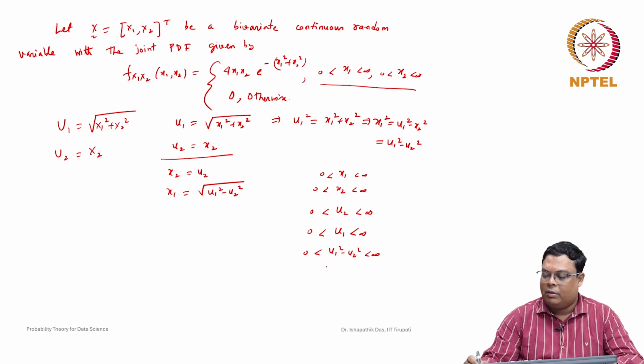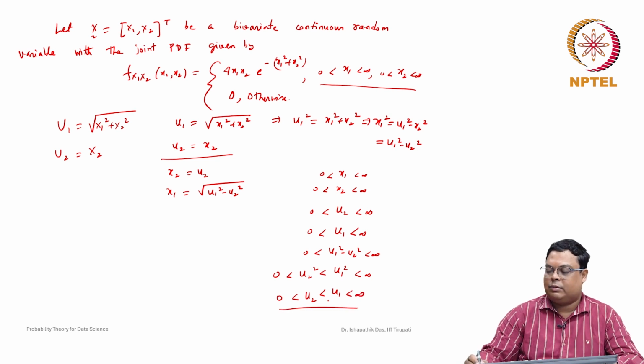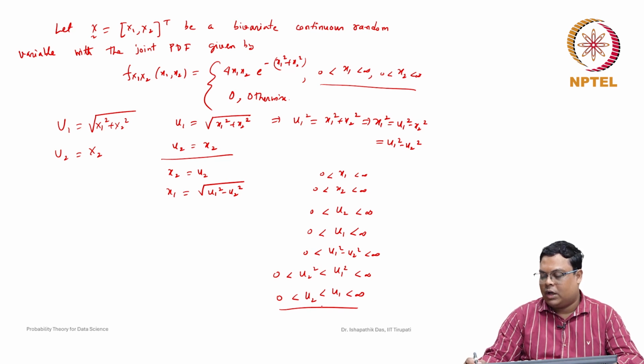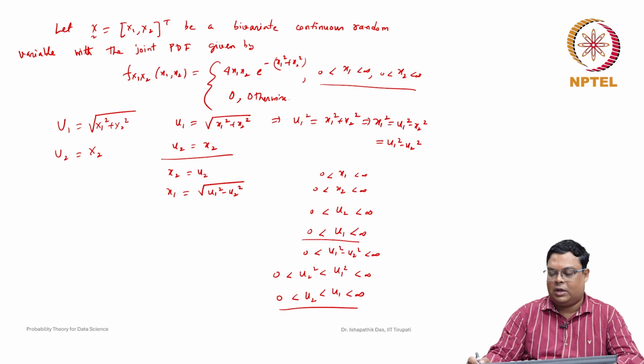From here we get u1 square will be greater than u2 square, which is less than infinity, and also this is greater than 0. Now, because all are positive, we will take the positive square root. Then the range of the transformed random variable is modified: u2 is from 0 to infinity and u1 should be greater than u2 and less than infinity. From here we get u1 has to be greater than 0 and less than infinity, because u1 has to be greater than u2. Now, we will find the Jacobian.